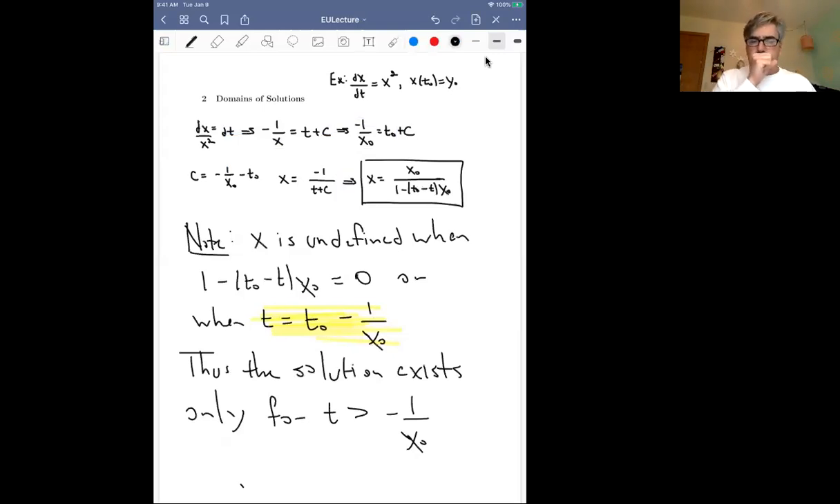All right. So as I said, this illustrates one important aspect of the existence theorem. It is a local theorem.